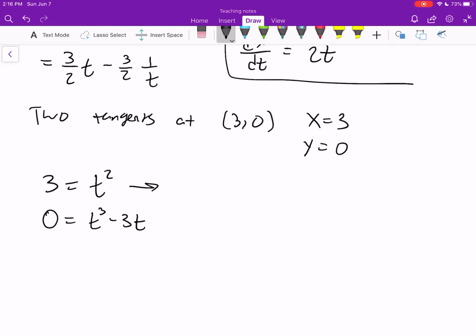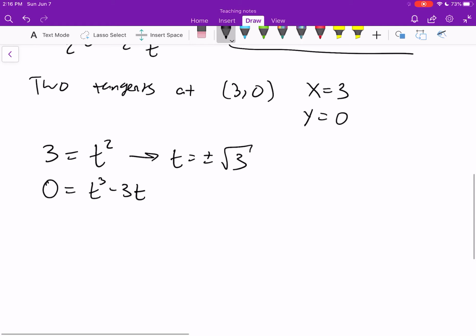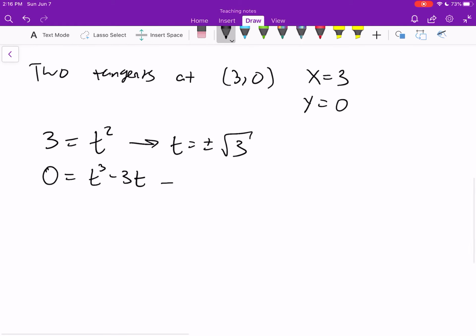This first equation is pretty simple. We're going to get t is equal to plus or minus square root of 3. Second equation, still simple, but a little more work. You get 0 is equal to t times (t squared minus 3). So I'm going to get t is equal to 0, and t is equal to plus or minus radical 3 when I solve the t squared minus 3 equation.